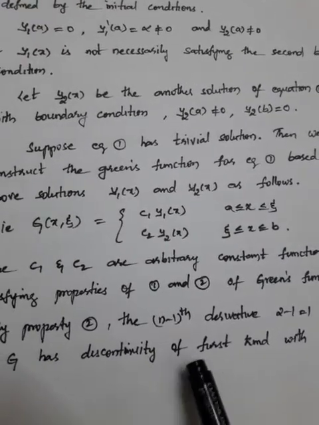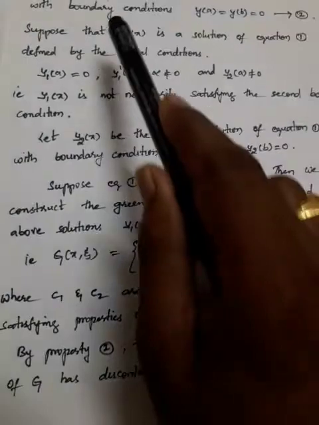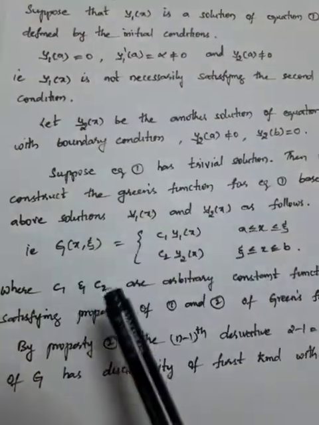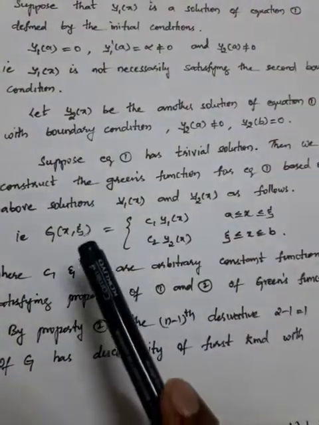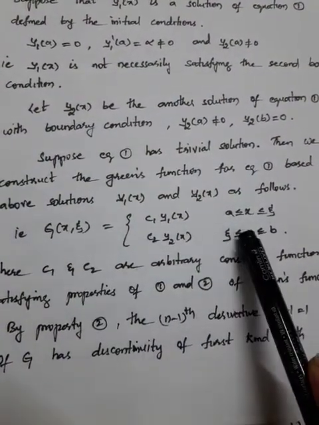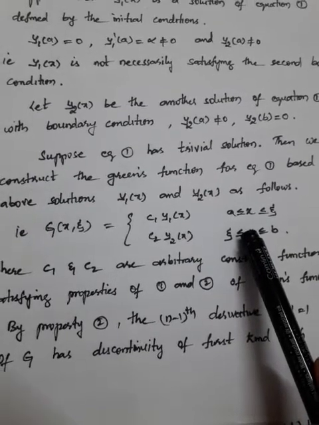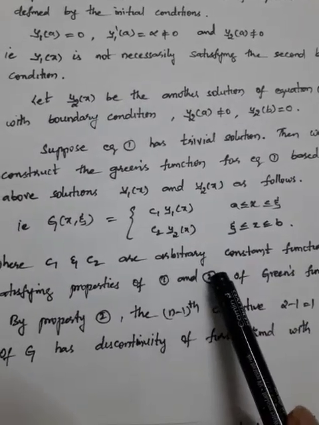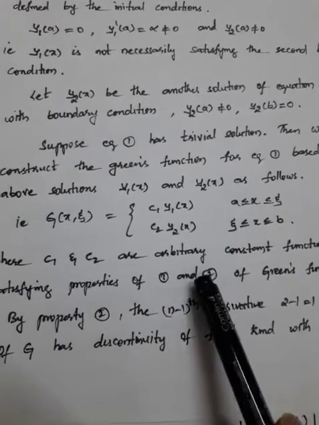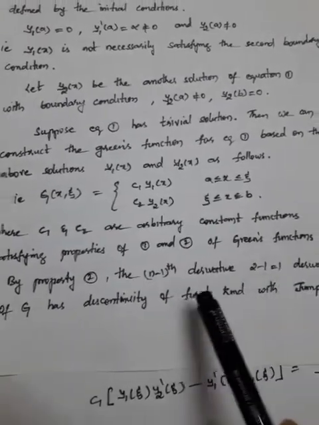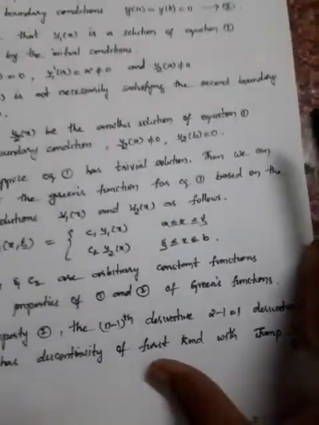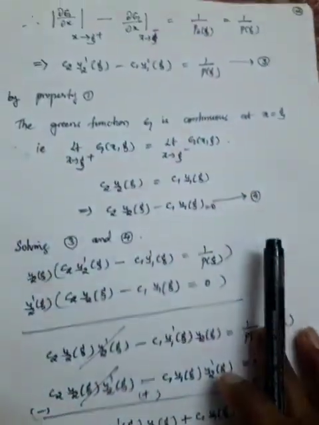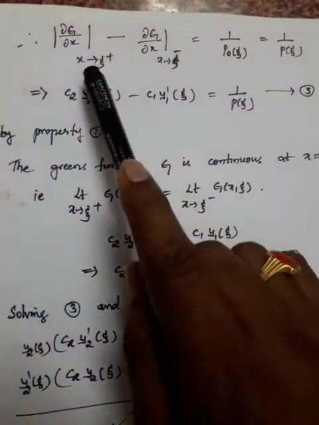So what we have done so far is that we considered y1(x) as one solution and y2(x) as another solution, and based on these two solutions we have written the Green's function in this form, according to the properties 1 and 2 of the Green's function. The second property says that the (n minus 1)th derivative should have a jump discontinuity equal to 1 by p naught of xi. This is how we have taken the Green's function. Now we'll suppose to have this condition because it has a jump discontinuity.